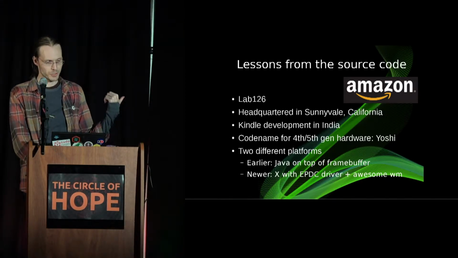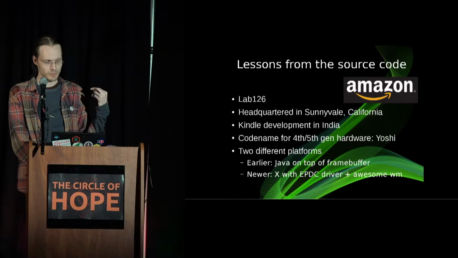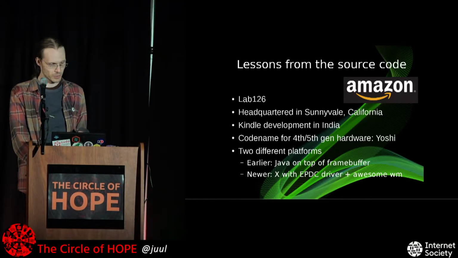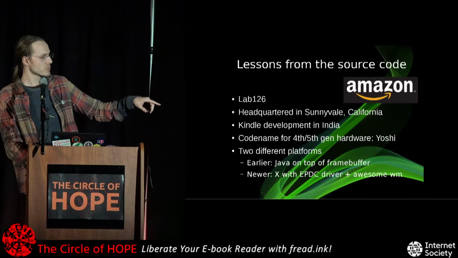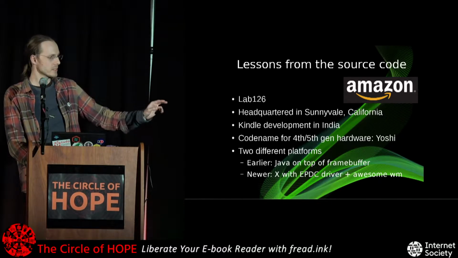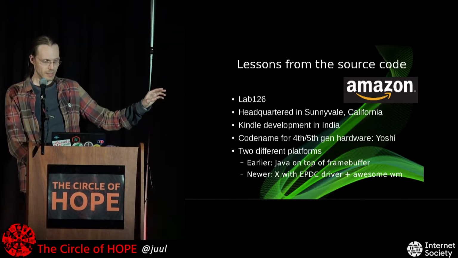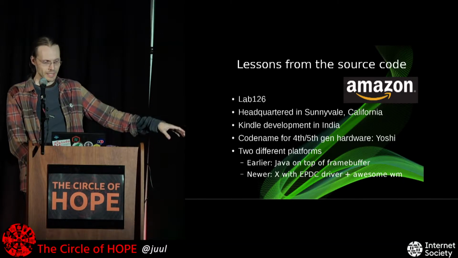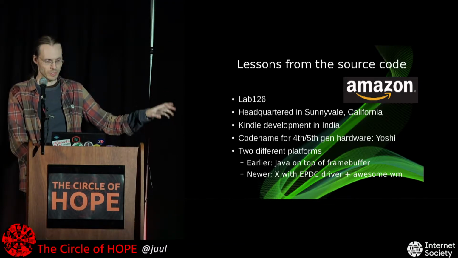So looking at this code, we learned that the code name is Yoshi, and there's all these interesting code names for the different products that are good to know. Then we also learned that there's 2 different versions. We just saw it a little bit with the Awesome being in one package and not the other. So they used to run everything in this terrible Java environment on top of a frame buffer, and then later they switched to using X with Awesome Window Manager.